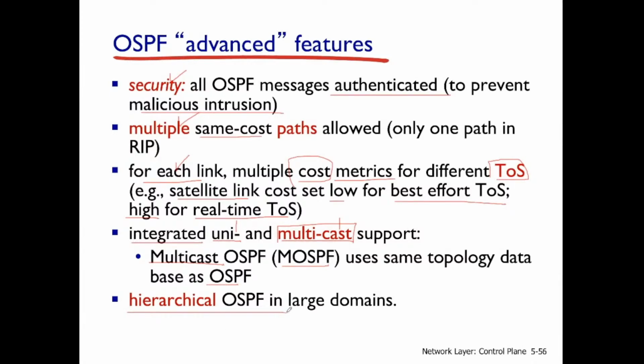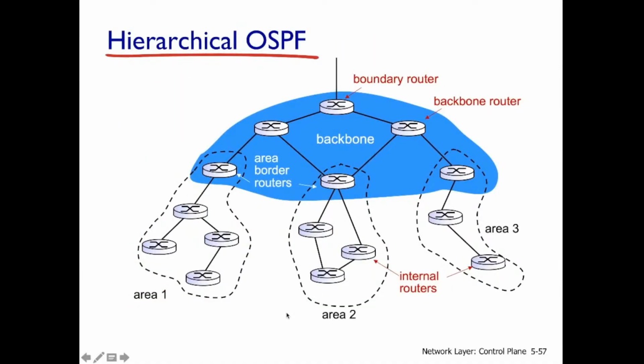By the way, one can also configure OSPF to run in a hierarchy, such as the one I'm illustrating here. You see there are two levels of hierarchy. At the lower level, area 1, area 2, and area 3. Inside each area, we could be running an OSPF, and all these internal routers within an area run the same OSPF. It requires the same metric, link cost.